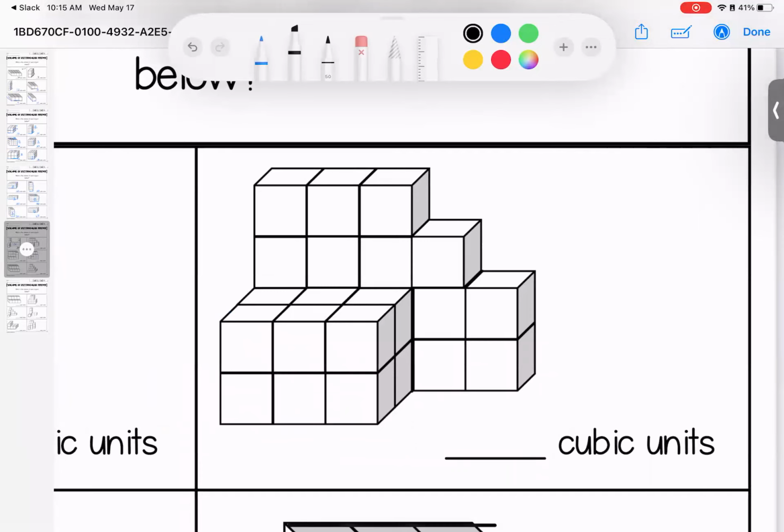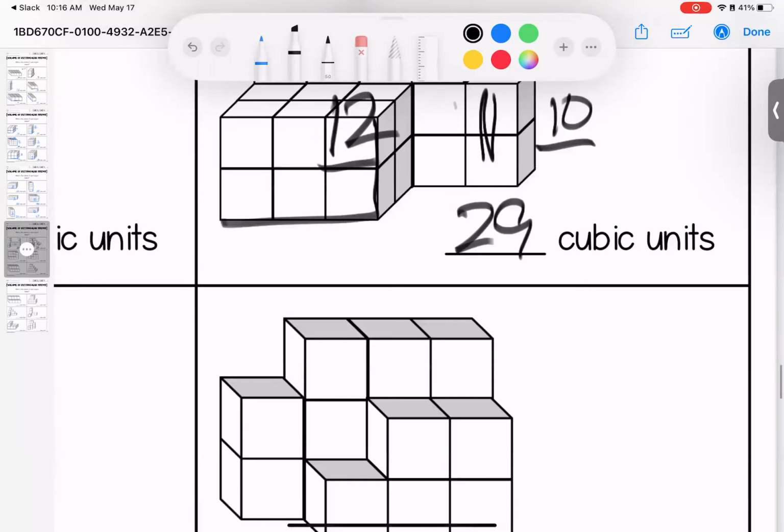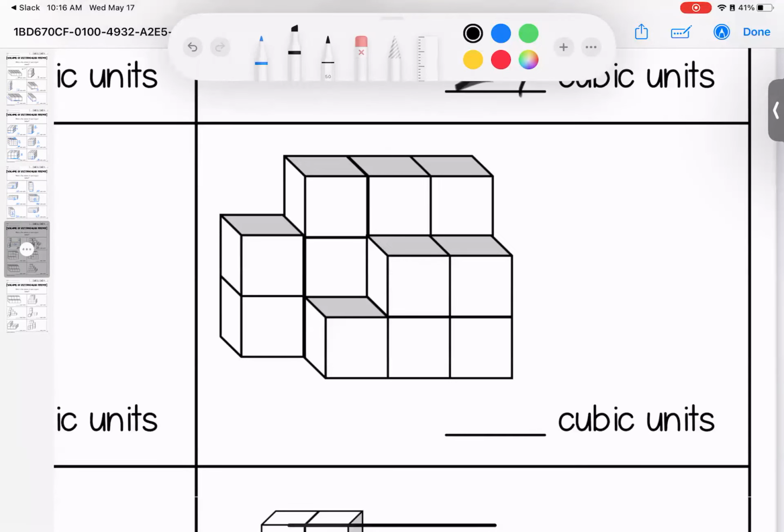So watch your layers, okay? So this one is 2 by 1, 2, 3, 4, 5, which is 10. Then up front we have 3 by 2, and there's 2 layers. So 3 by 2 is 6, 6 and 6 is 12. And then we have these ones. So we have 3 by 1 is 3, 4 by 1 is 4. So 12 and 10 is 22, plus 7 is 29. If these are tricky, bring your questions to class, okay?